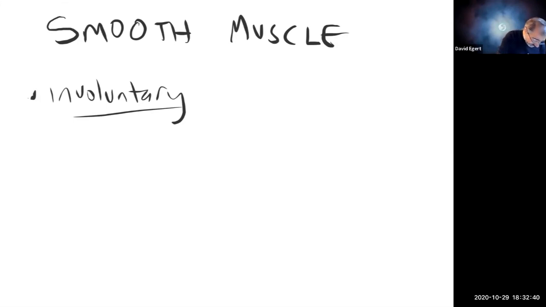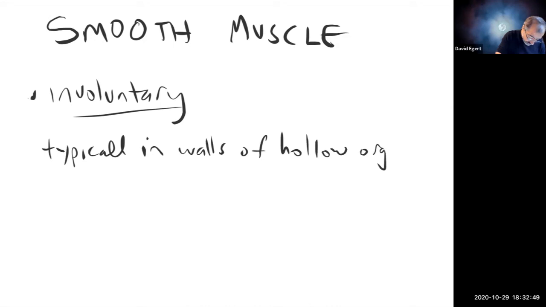Involuntary, it's typically found in the walls of hollow organs. It's making up the walls of your whole digestive tract, your stomach and your intestines and your throat and your esophagus. It's making up the walls of your bladder, of your uterus. It's making up the walls of all your blood vessels. So it's typically the walls of hollow organs, so those organs can squeeze and relax and do different things.